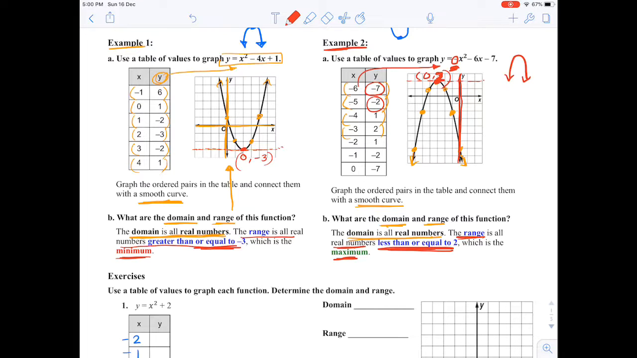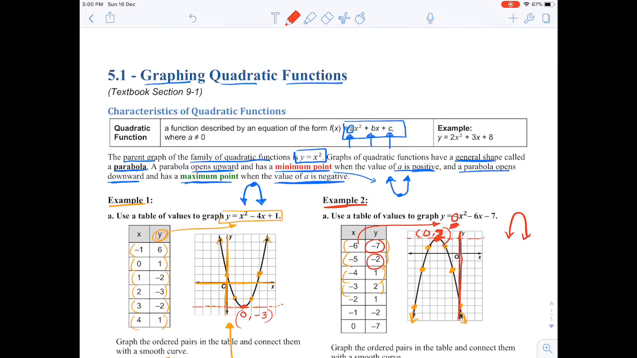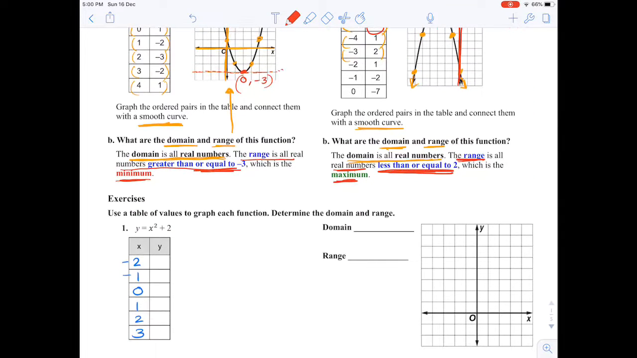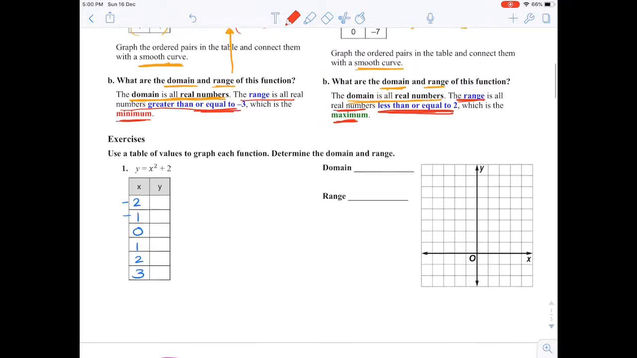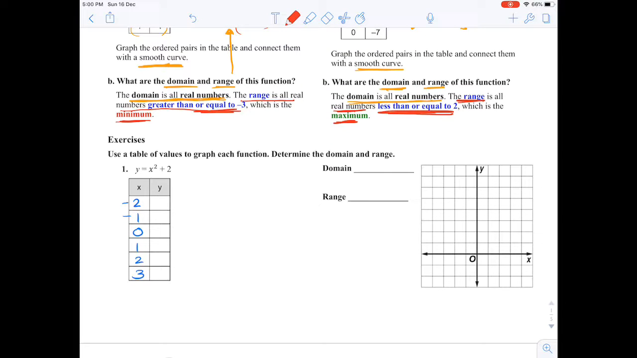Okay, so that's the basic language we use when we speak about parabolas. So your biggest job, your main job, is to look at the original quadratic and see whether or not the value for a is going to create a smiley parabola or a frowny parabola. Then the rest is up to you. You're going to fill in the table of values and talk about the domain and range. So let's do one on our own now.